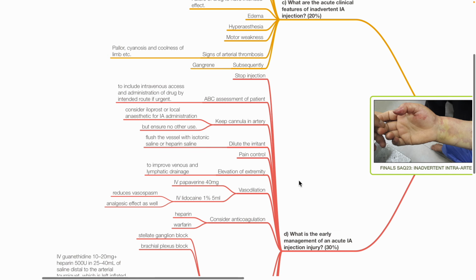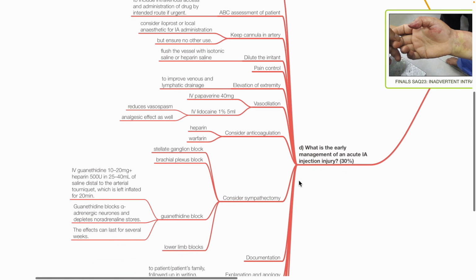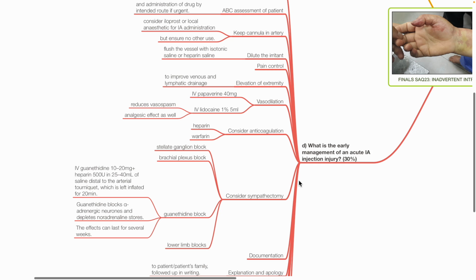Analgesia. Elevation of extremity to improve venous and lymphatic drainage. Vasodilators such as IV papaverine 40 mg or IV lidocaine 1% 5 ml to reduce vasospasm and provide analgesia. Consider anticoagulation with heparin. Consider sympathectomy such as stellate ganglion block, brachial plexus block, and guanethidine block for upper limb and lower limb blocks.